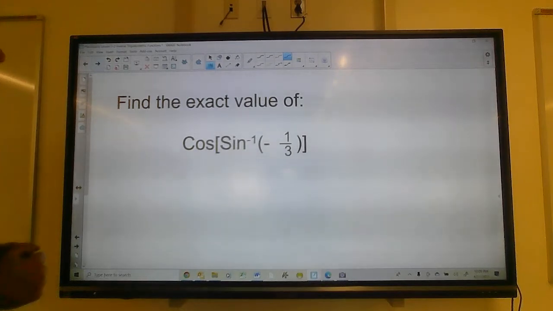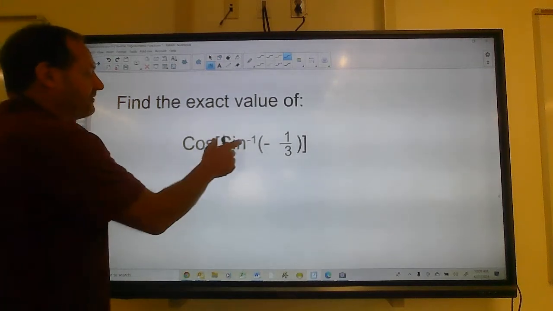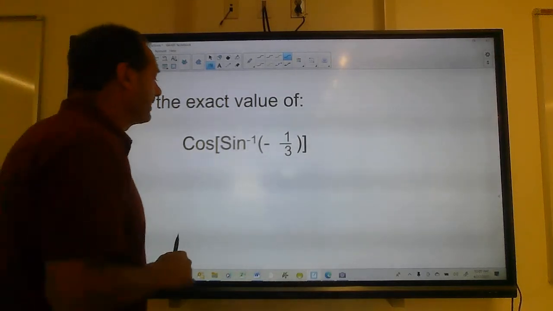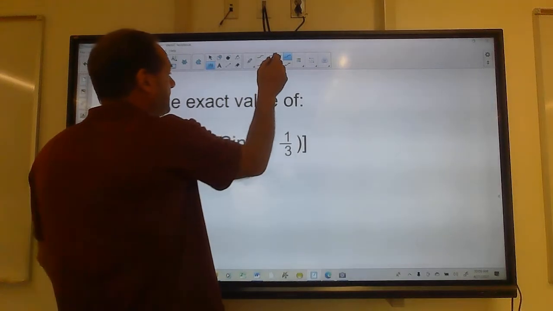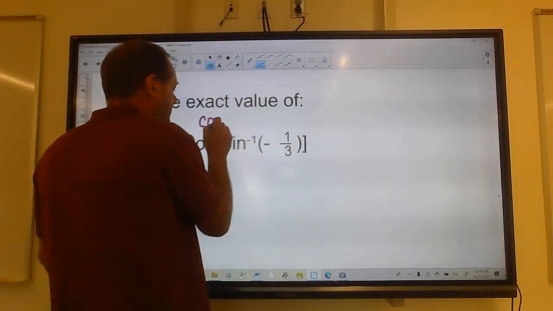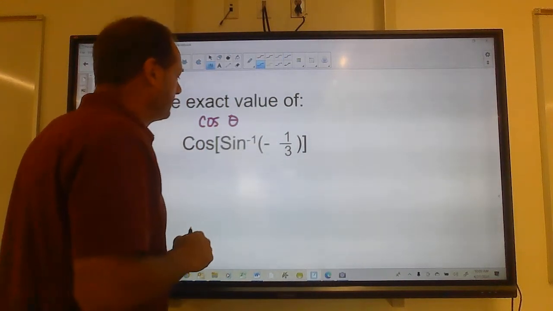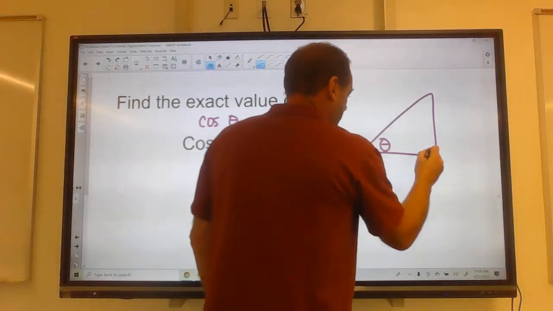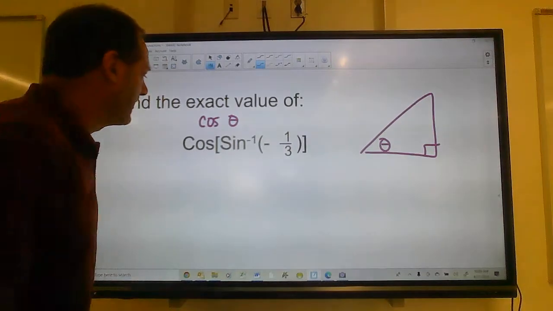Okay, we're going to do this one similarly. So the cosine of the arc sine of negative 1/3. Negative 1/3 is not on my trig chart anywhere. So I think about, okay, this really means the cosine of theta. So I'm going to have a right triangle. Here's theta.